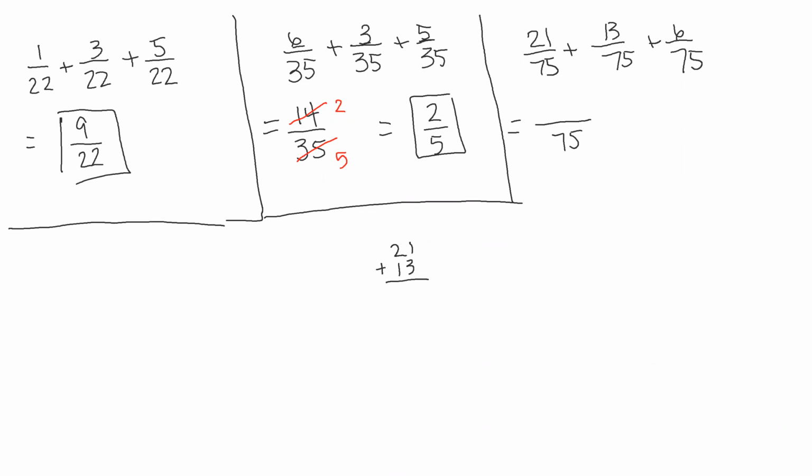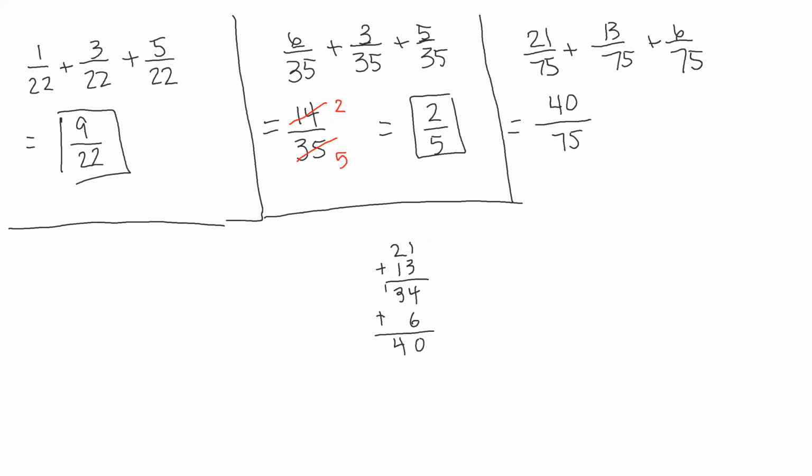It's no big deal. 1 plus 3 is 4. 2 plus 1 is 3. Add the next numerator of 6. 4 plus 6 is 10. Keep the 0, carry the 1. 3 plus 1 is 4. So that tells me I'm going to get 40 over 75.